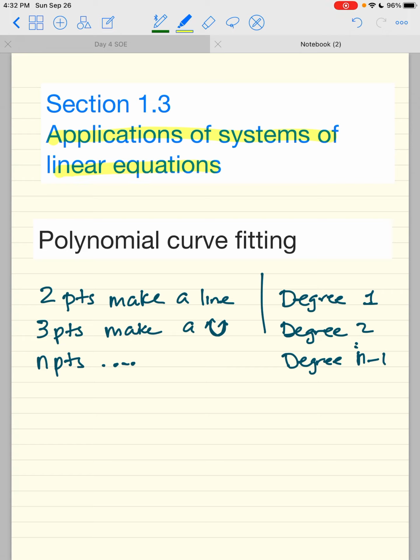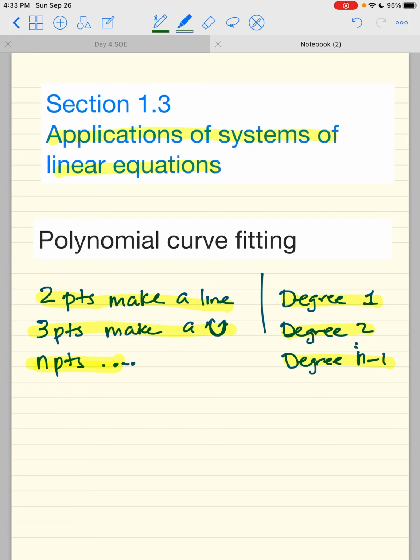First, we're going to do some polynomial curve fitting. Basically, if I know 2 points make a line, I have a degree of 1 for lines, right? So y equals mx to the first power plus b. 3 points, you can make a parabola. That degree is 2, right? So y equals ax squared plus bx plus c, or c plus bx plus ax squared. Now with n points, we will have a degree of n minus 1.